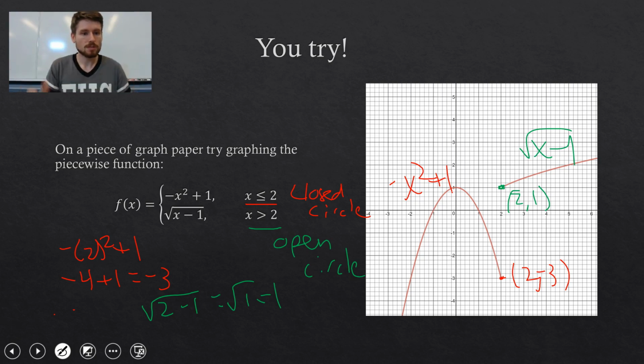All right, so that's piecewise functions. We're going to get some practice with it in class tomorrow. If you have questions, you can always ask them in the YouTube comment section or in the discussion place on Schoology. And we'll also get a chance to actually do some stuff with piecewise functions tomorrow in class.